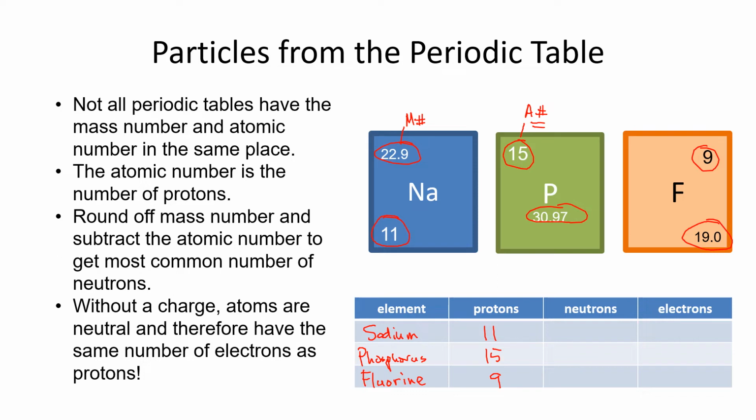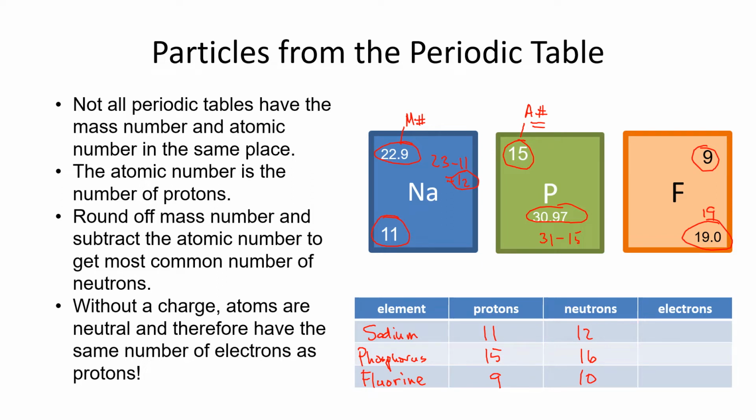The other one is your neutrons, and in order to get that, you need to subtract from the mass number. I see the mass number is this weird decimal, so what you do is just round that off and you get the most common number of neutrons. So 22.9 becomes 23, and 30.97 becomes 31, and 19, of course, is 19. Then you do subtraction, so 23 minus 11 equals 12, and that's your number of neutrons. And 31 minus 15 is 16, and then 19 minus 9 is 10. So now you know the number of both of those particles that goes in the nucleus.